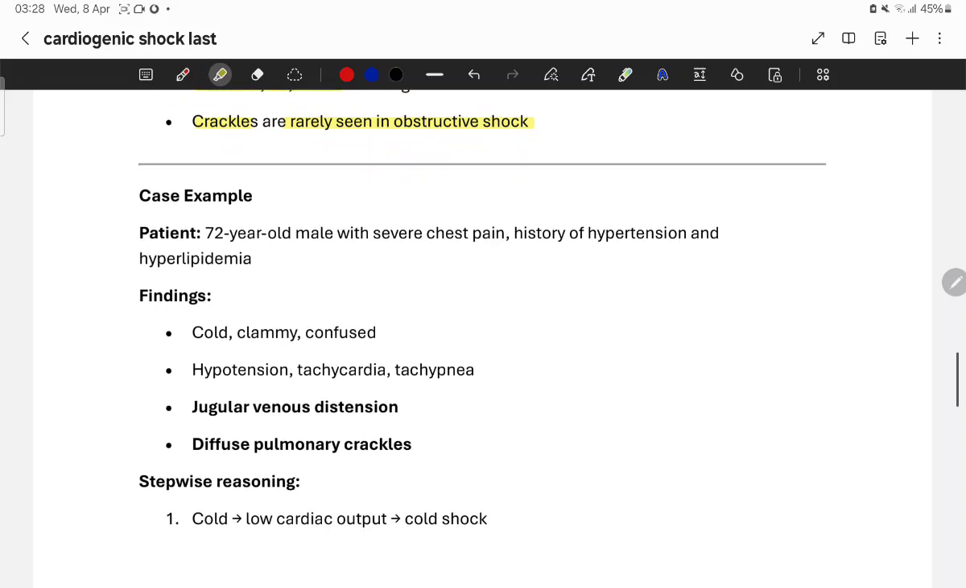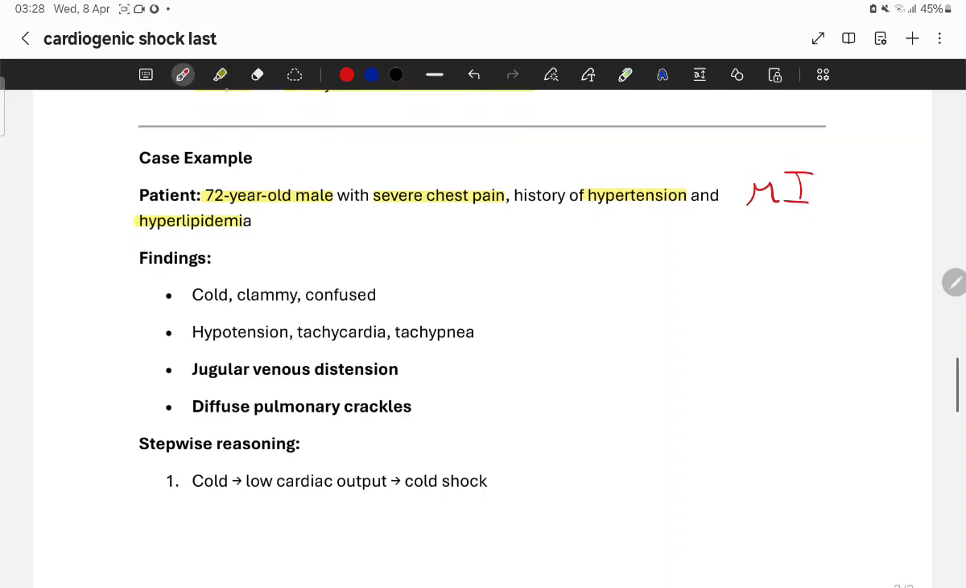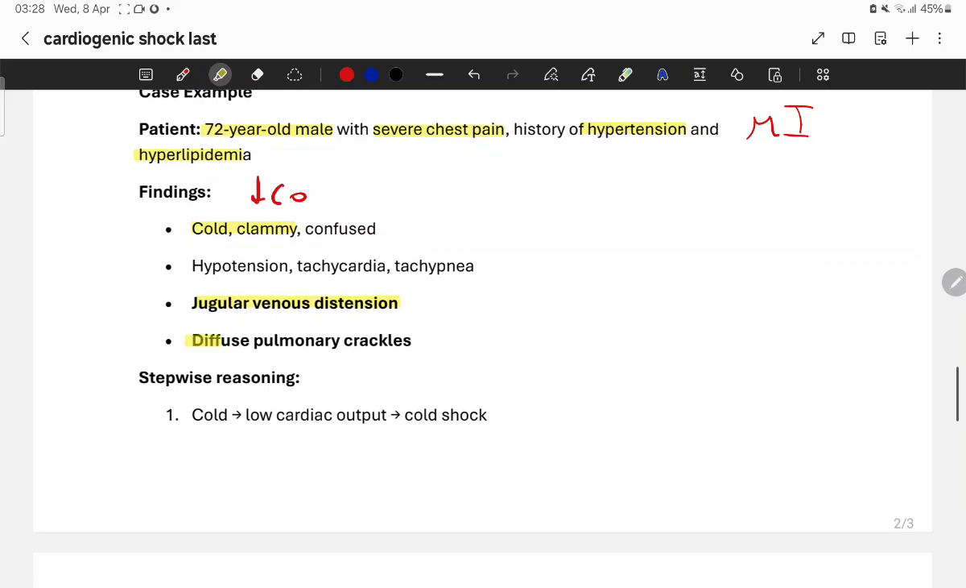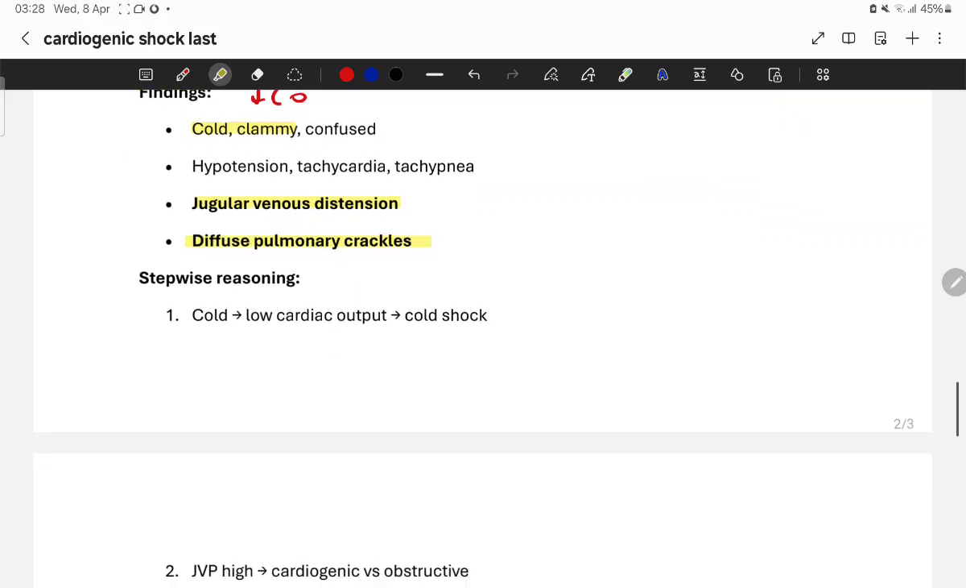What is our case? A 72-year-old with severe chest pain and history of hypertension and hyperlipidemia. So this history and presentation makes us think of MI. He has cold clammy skin, so it's low cardiac output. Jugular venous distension, so it's either cardiogenic or obstructive. Diffuse pulmonary crackles, making it most likely cardiogenic.